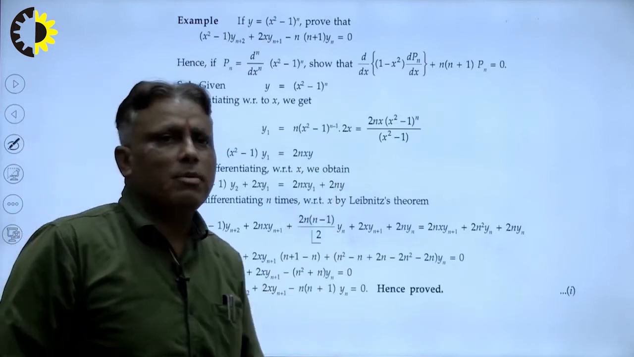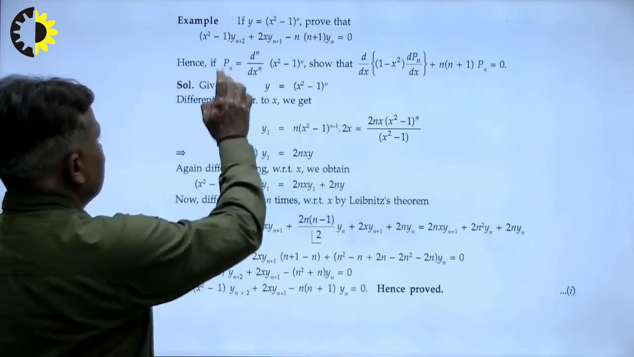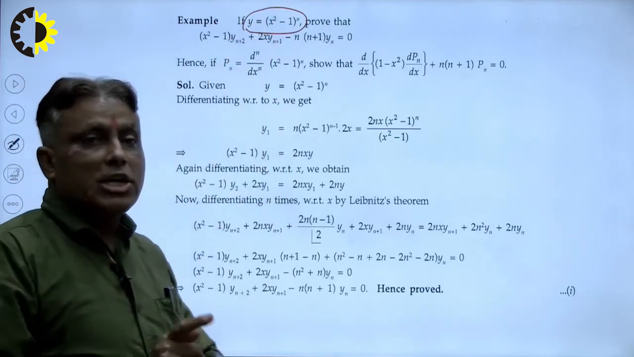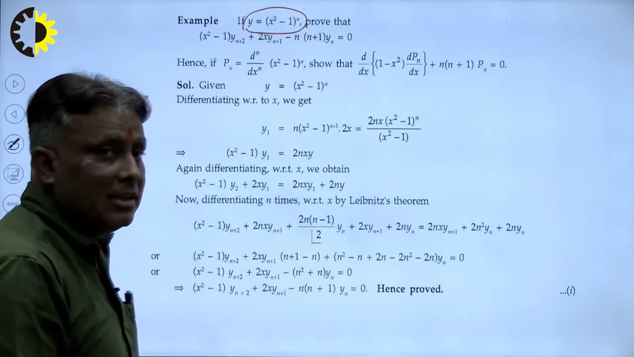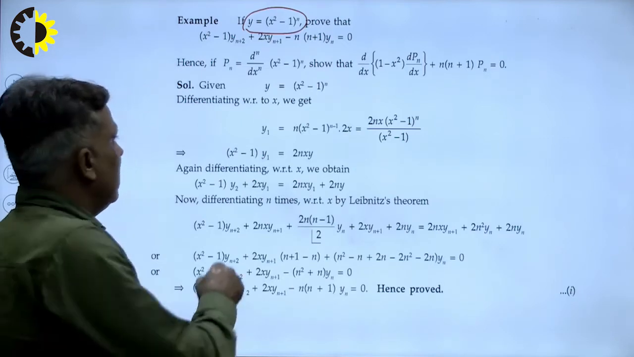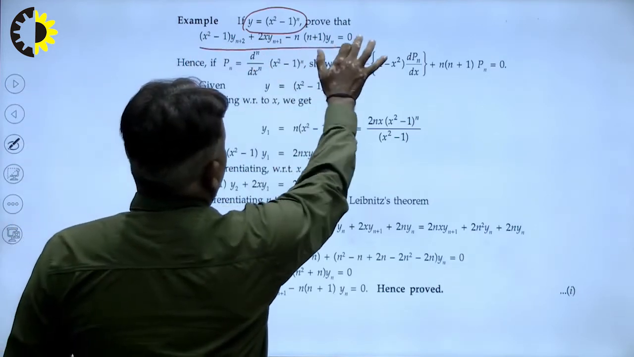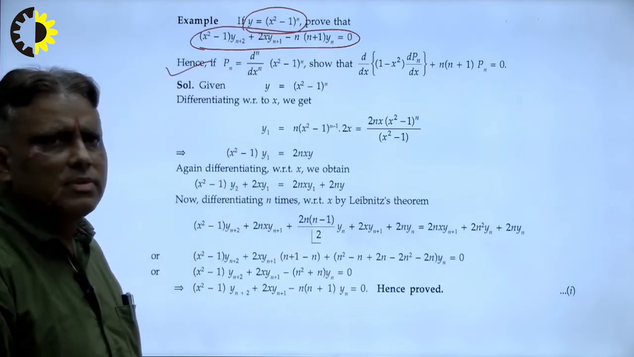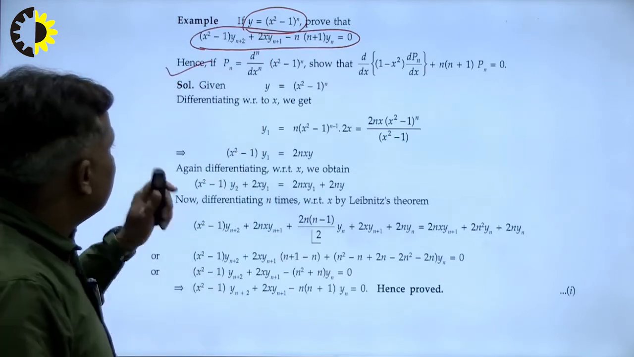This is another problem. What is the problem? The problem is this: y is equal to x square minus 1 raised to the power n, and prove that there are two things. How to prove? The first is this, and the second is this. This is nothing, this is part of the first proof. This is very easy. So the first question is, how to start this?